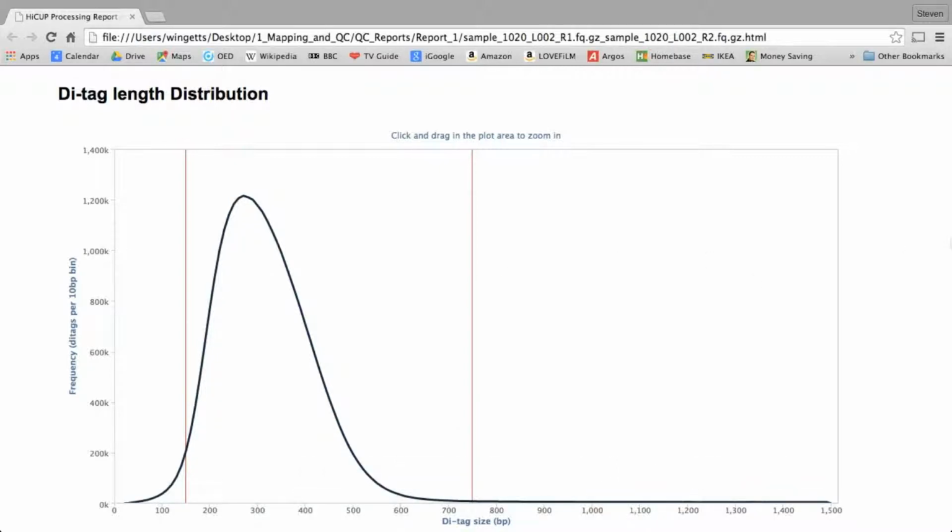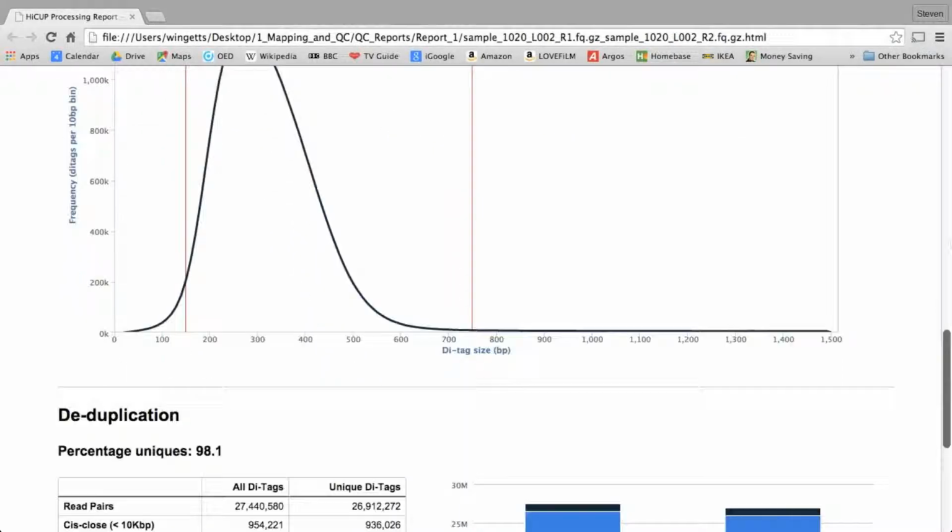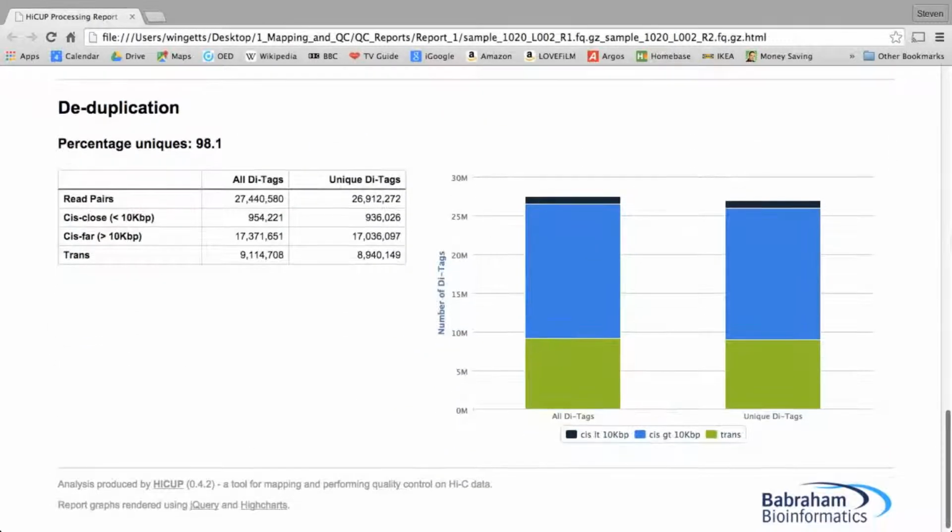Also, the graph is quite smooth and uniform in its distribution, and this suggests we have a complex library without the same die tag being repeated over and over again. And this is confirmed when we look at the deduplication section, where we see 98% of the die tags were unique, which is good, and it suggests we haven't introduced too many PCR amplification cycles.